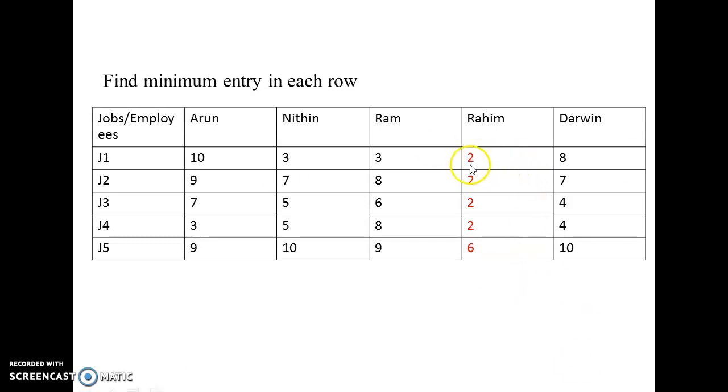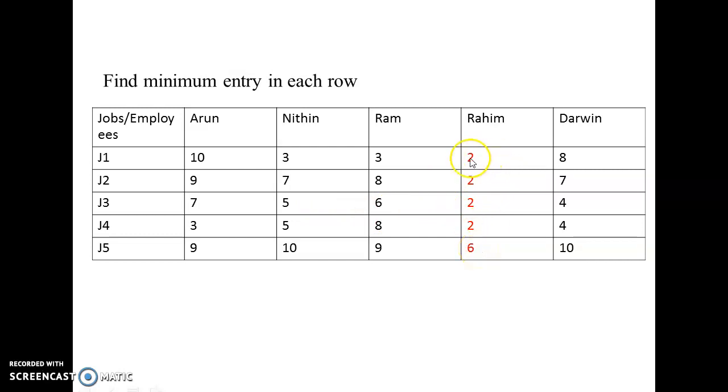Now, if you see the matrix, all the red color ones are the minimum entries in the particular row. First row, 2 is the minimum. Second row, 2 is the minimum. Third row, 2 is the minimum. Fourth row, 2 is the minimum. Fifth row, 6 is the minimum.